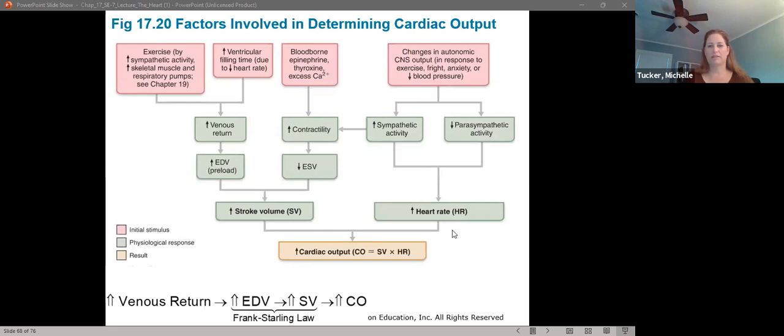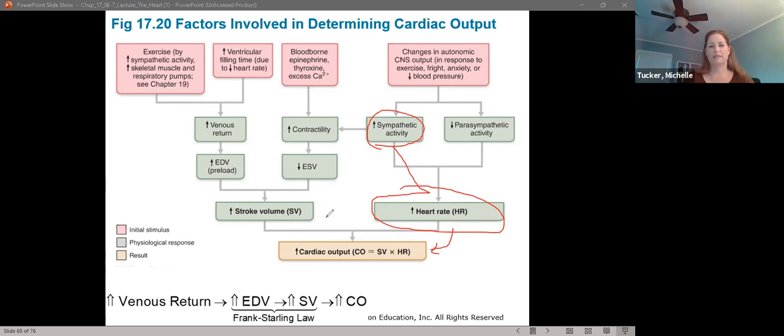This chart is very helpful in keeping in mind how the factors that affect cardiac output, stroke volume, and heart rate. And if you want to increase cardiac output, you need to increase heart rate and or stroke volume. This increase in heart rate is created by an increase in sympathetic activity. This leads to this, leads to this. Okay.